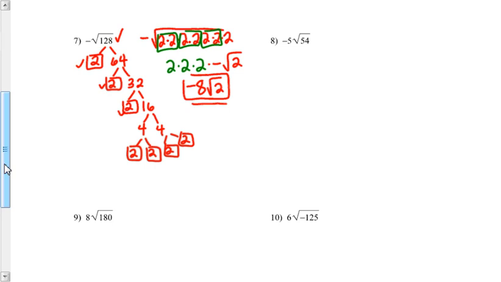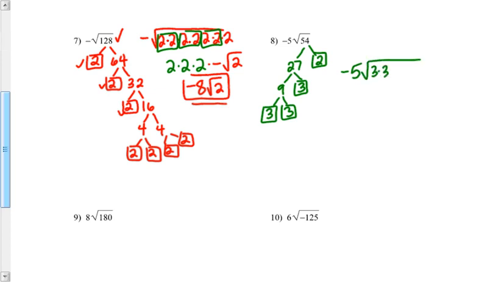So on 8, again, I don't need to worry about i, there's no negative under the radical. 54 is going to break down into 27 and 2. 27 breaks down into 9 and 3. 9 breaks down into 3 and 3. So if I rewrite, I get negative 5 square root 3 times 3 times 3 times 2. So looking for a pair, I have a pair of 3's. So a 3 comes out in front, and I still have that negative 5 out in front.